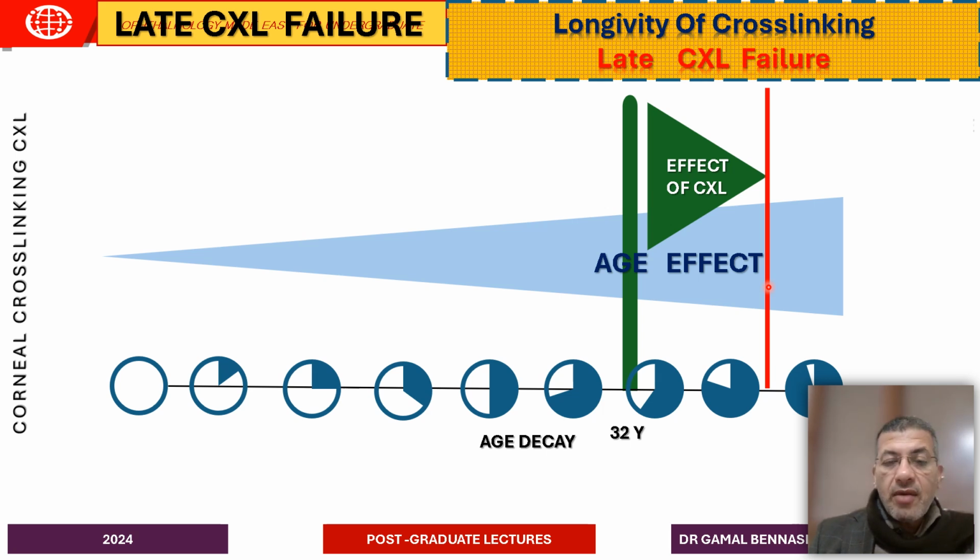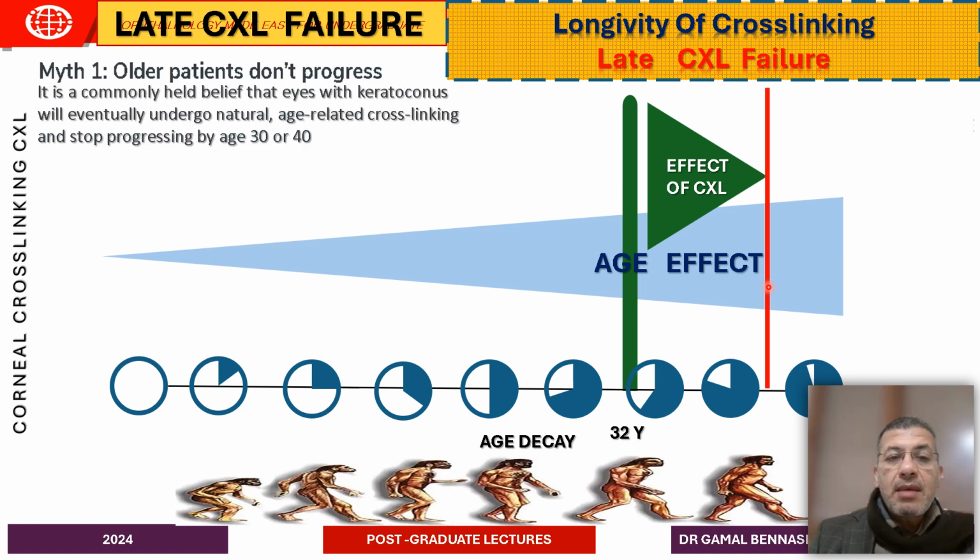Although some people regard this term, physiological cross-linking, as a myth in the management of keratoconus, because they can still see cases even after the age of 45 years that have progressive keratoconus. So the issue of stability after this age should be decided with caution.